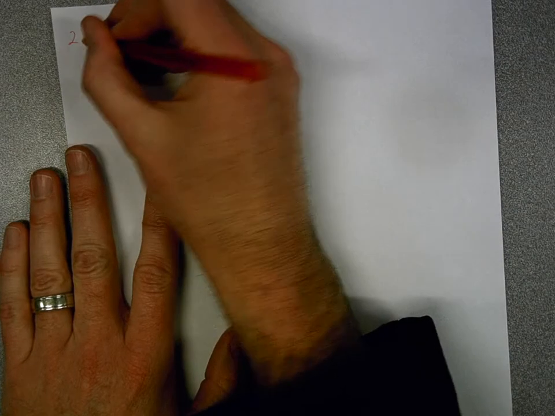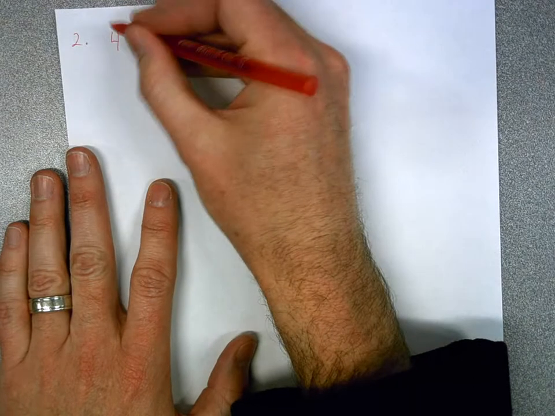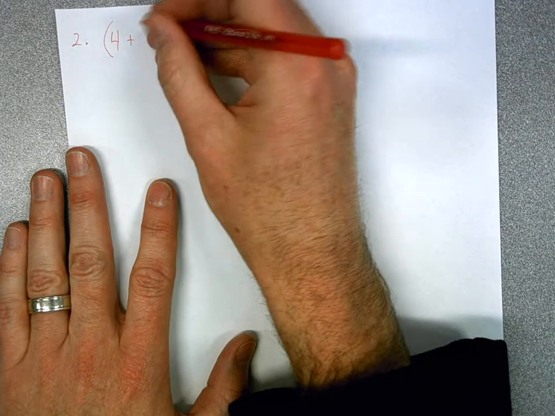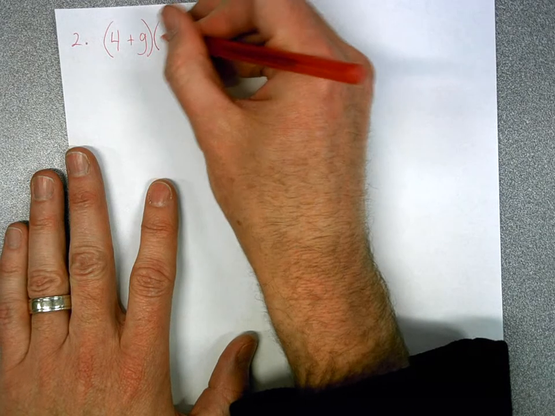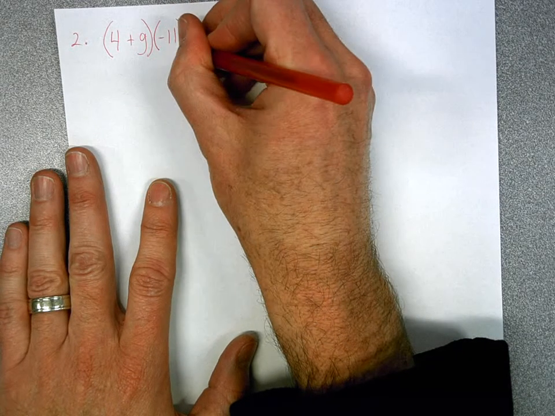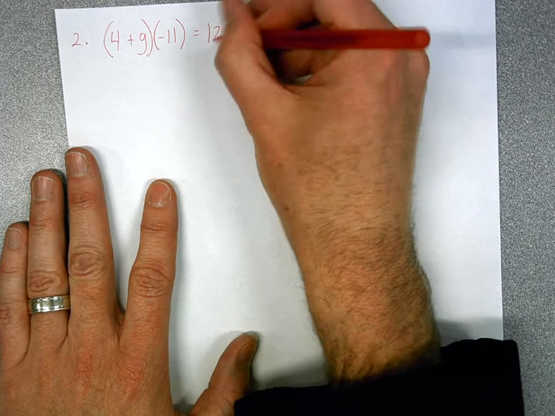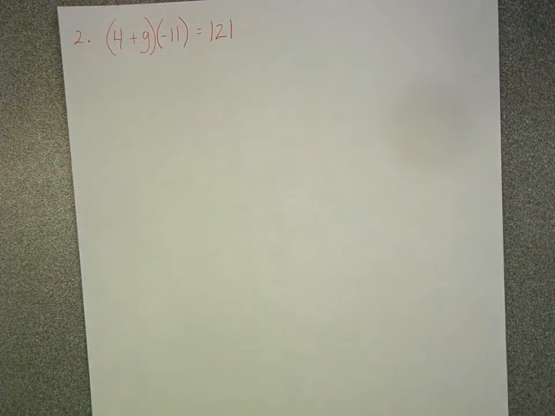Okay, on page 484, I'm going to take a look at number 2. All right, number 2 looks like this. It says, the sum of 4 plus g multiplied with negative 11 is equal to 121. All right, and of course we need to solve the equation by finding out what g is.